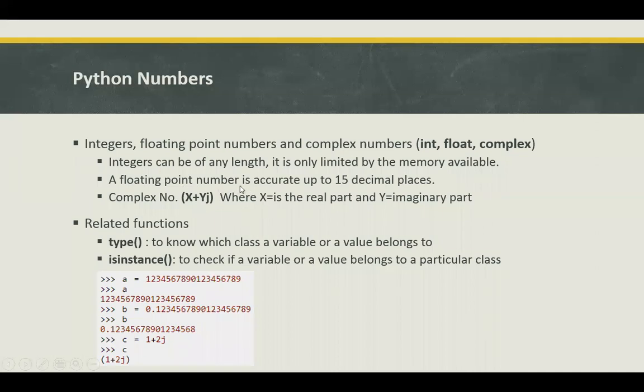As I told you earlier, you need not explicitly specify the type here. Automatically, your interpreter will consider it as per the type. And you can even ask the interpreter the type of your number, and you will get the response whether it is integer, float, or complex. So type is used to know which class a variable or value belongs to, like integer, float, or complex, and isinstance is used to check whether a variable or value belongs to a particular class.